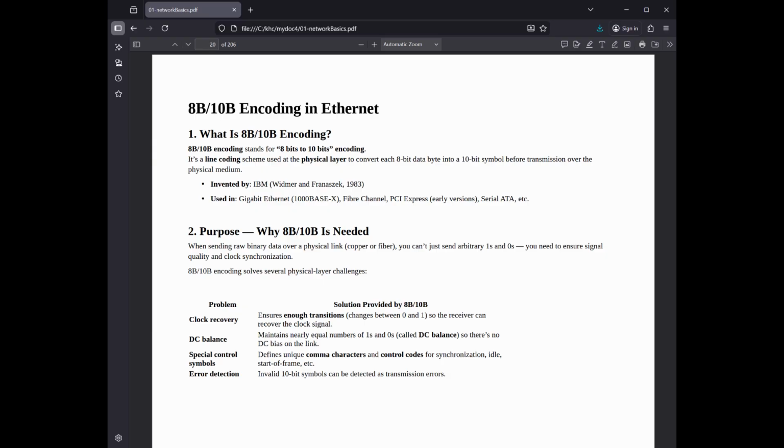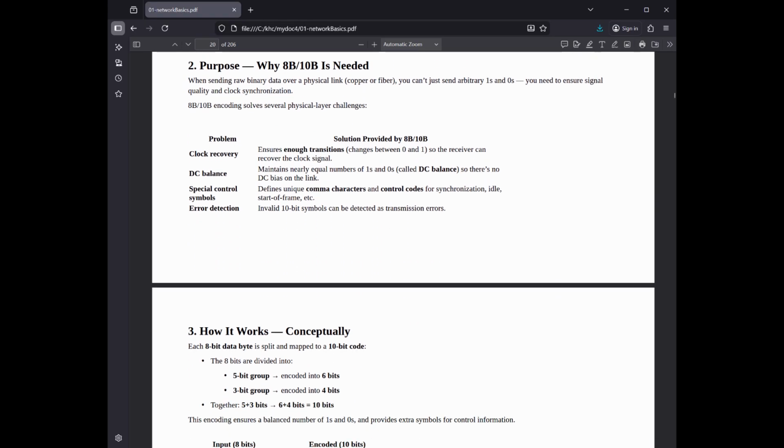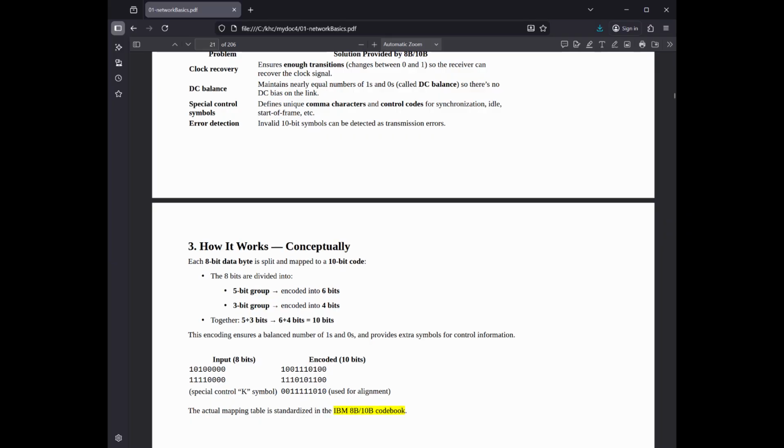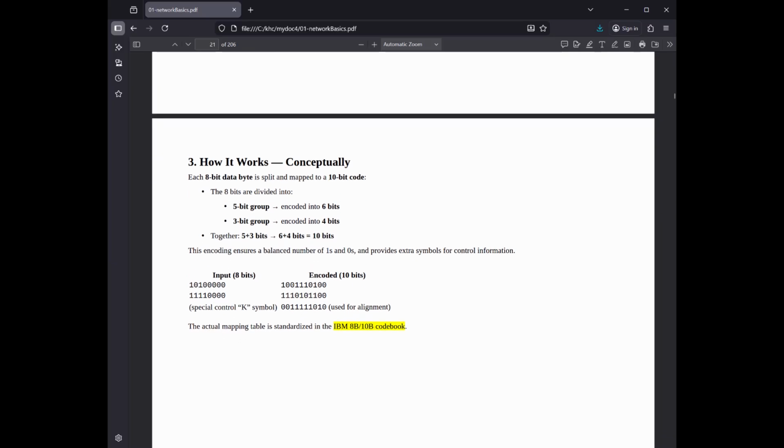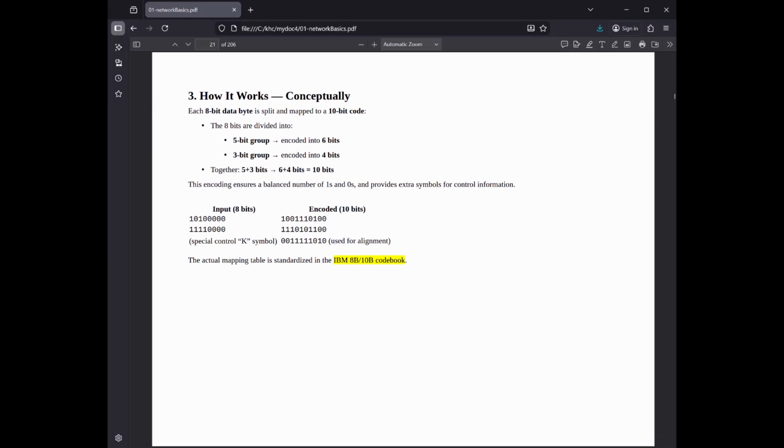Usage in Ethernet. 8B/10B encoding is a hallmark of Gigabit Ethernet, 1000BASE-X, over both fiber optic and some copper links. However, due to its 25% bandwidth overhead, higher speed Ethernet variants like 10 Gigabit Ethernet, 10GBASE-R, typically use more efficient encoding schemes, such as 64B/66B encoding, which has a much lower overhead of approximately 3%.